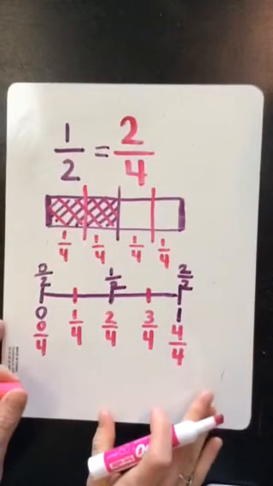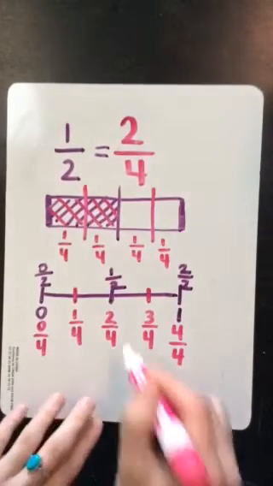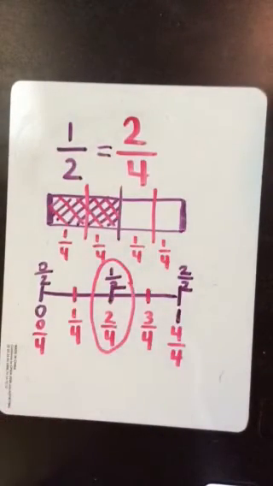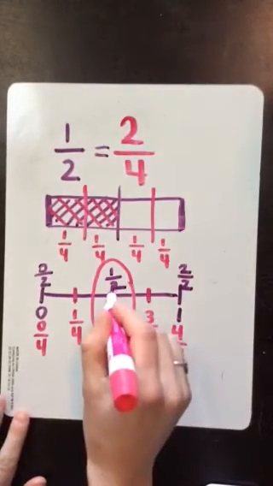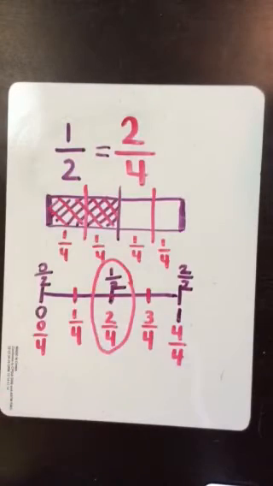Now I'm going to look on my number line for 2 fractions that are at the same point. And I see 1/2 and 2/4 are at the same point on my number line, which means they are equivalent fractions. They're the same distance from 0. So I know 1/2 is equivalent to 2/4.